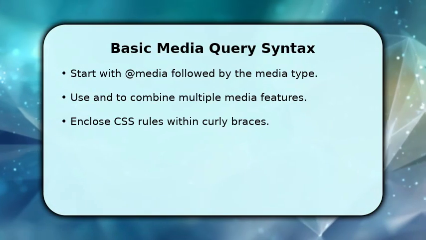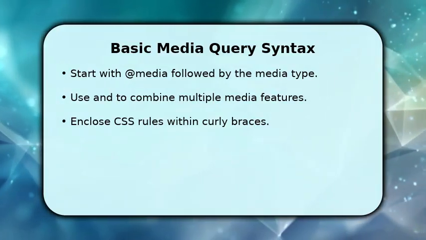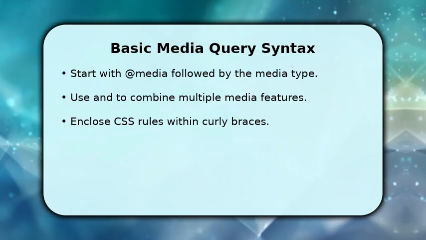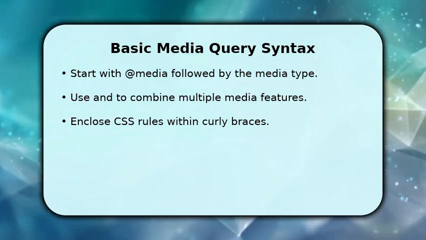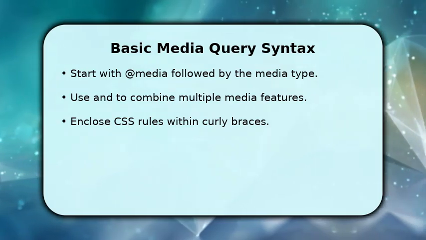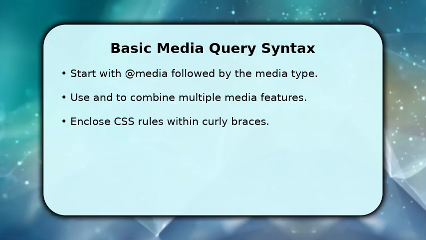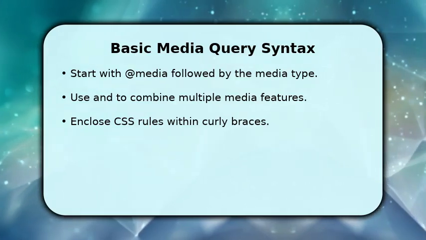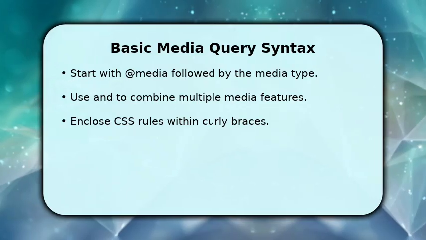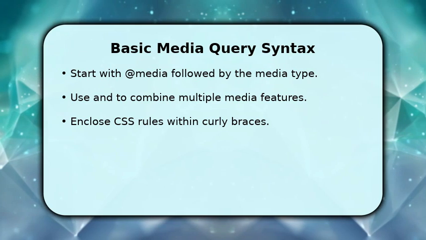Let's dive into the basic syntax. You begin a media query with the @media rule, followed by a media type like screen or print. Then, you can add one or more media features, such as min-width or max-height, using the and keyword to combine them. All the CSS rules you want to apply under these specific conditions are then placed inside curly braces. For example, you might target screens with a minimum width of 768 pixels.